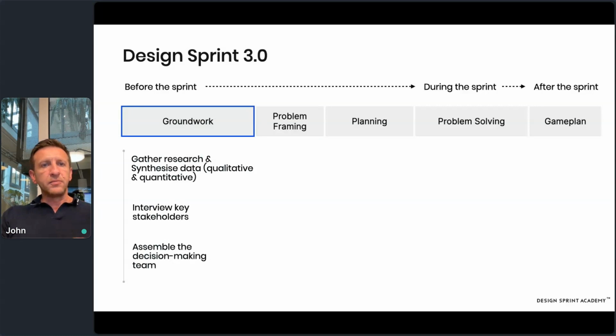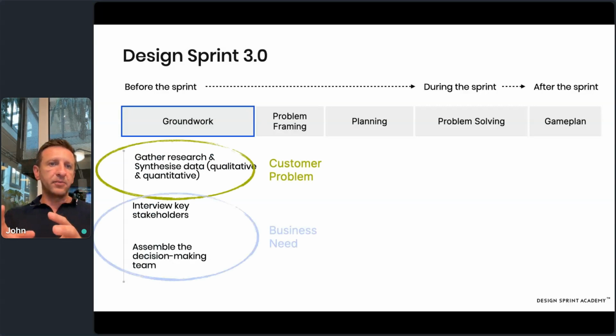Why? Because by doing these things, we look at the customer problem through the research, and lots of organizations already have research. You can't just ignore that going into a design sprint and say, no, we're just going to run a design sprint with no research, just assumptions. That's not really possible. So we're looking at the customer problem, but also because we're interviewing key stakeholders and identifying them, we also take into account the business need. They're equally important.